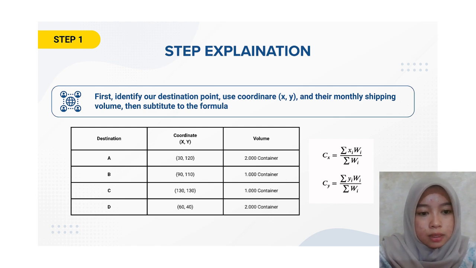For destination B, the x-axis is 90 and the y-axis is 110, with a volume of 1,000 containers. For destination C, the x-axis is 130 and the y-axis is also 130, and the volume is 1,000 containers. And for destination D, the x-axis is 60 and the y-axis is 40, and the volume is 2,000 containers.